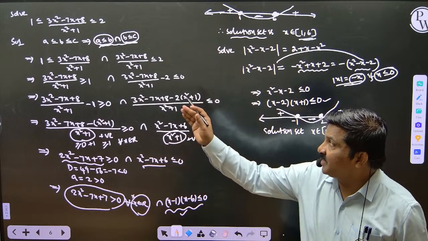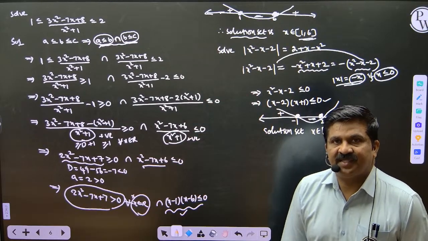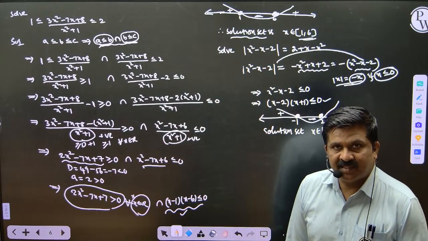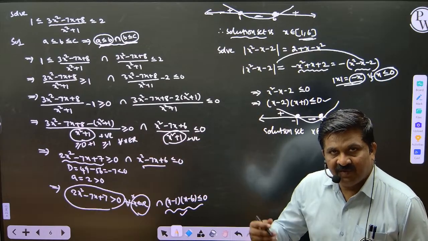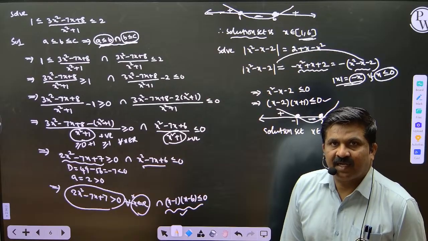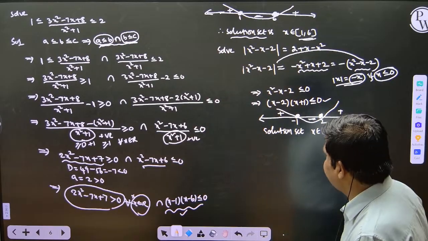Sometimes the inequalities are given like this: A less than or equal to B less than or equal to C form. That you should split into two parts: A less than or equal to B and B less than or equal to C. Solve each part. Later take their common value, because in between and is there.